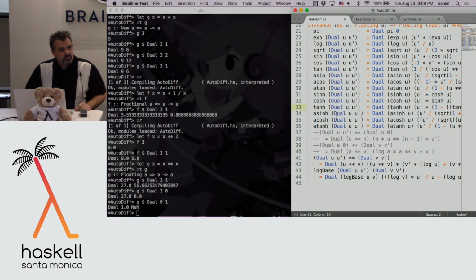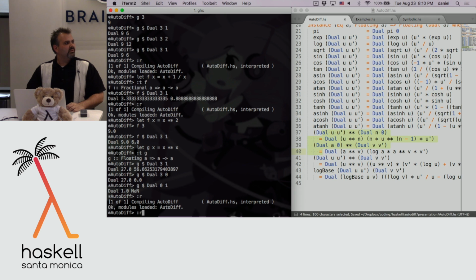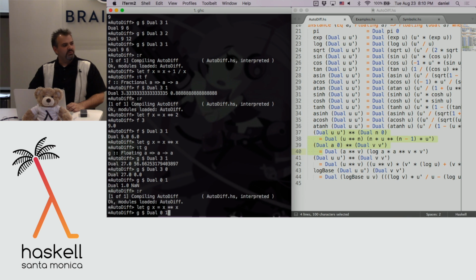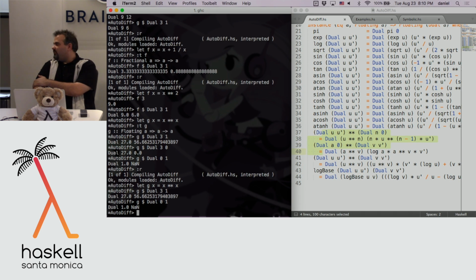The thing is, I don't think uncommenting these is going to fix your problem. Let's try that. Okay, so we need this g, and we want to apply that to dual 3, 1, and we want to apply it to dual 0, 1. Still broken. So that's unfortunate.